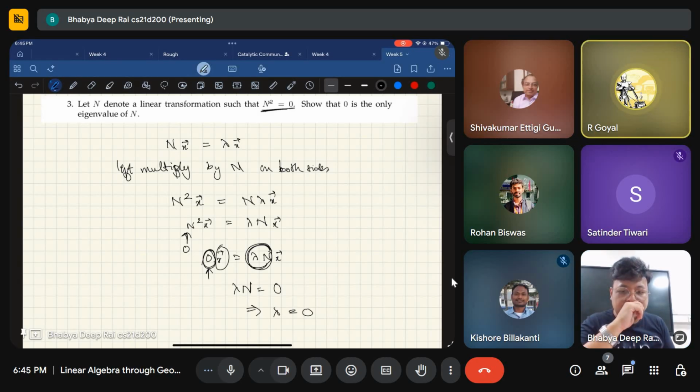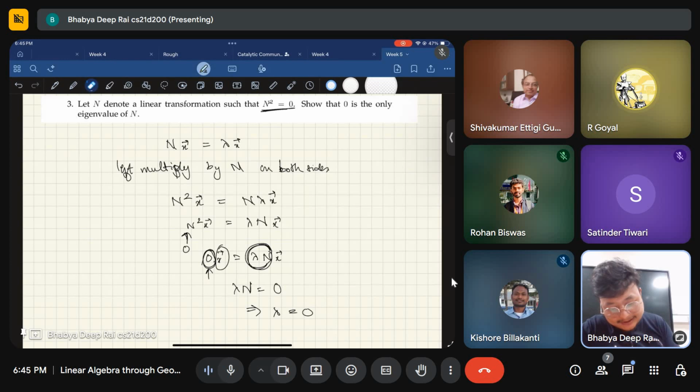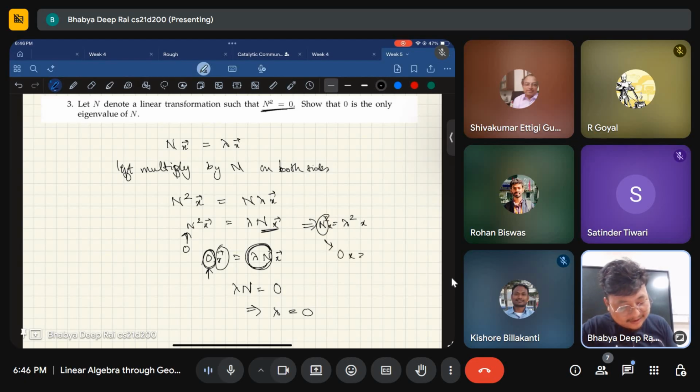Or else we can make one more simplification: nx is equal to lambda x. So if we put that value in the right hand side, it will become lambda square x. Yeah, that's another way to do it. Since nx is lambda x, n square x is equal to lambda square x, and you have that this is 0 times x, which is equal to lambda square x. So from here you get that lambda square is 0, so lambda is also 0.